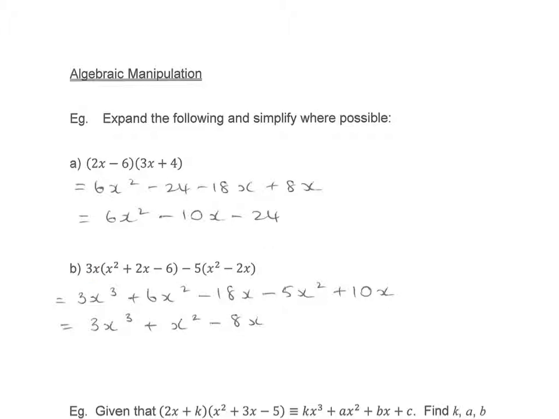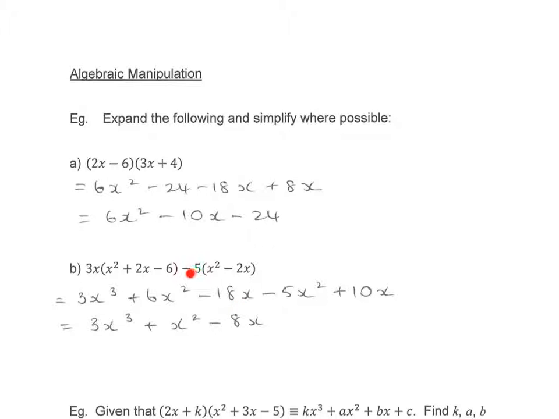Second one then, multiplying out our bracket. We've got 3x times the x squared giving us 3x cubed. 3x times the 2x which gives us 6x squared. And 3x times minus 6 giving us minus 18x.